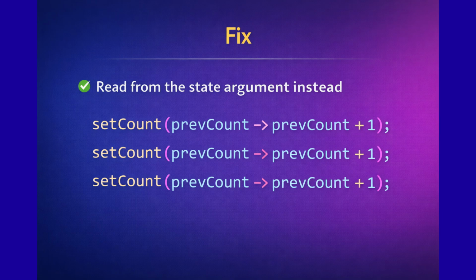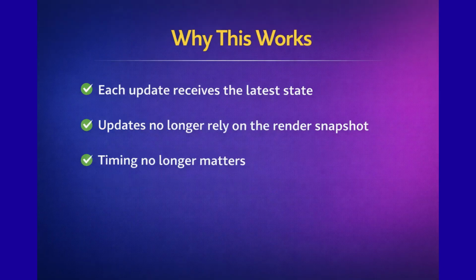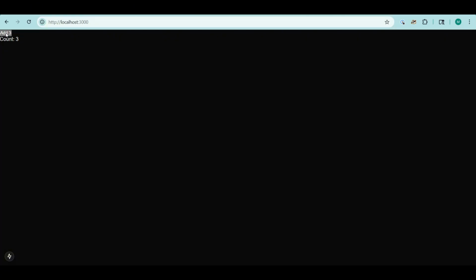In this version, we pass a function instead. This works because each update receives the most up-to-date state value. The logic no longer depends on render timing. Calling the updater 3 times now correctly adds 3. Here's a demonstration of how the app works now.